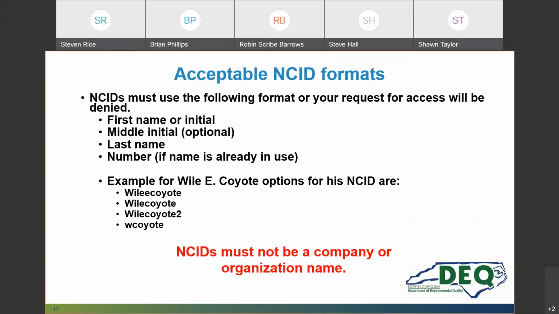And again, you could see that if Wile E. Coyote was already used, Wile E. Coyote 2, if available, would be an acceptable NCID. We definitely want to emphasize that NCIDs must not be a company or organization name. NCIDs are supposed to be associated with one specific individual. So when you make your NCID, please use the following format.